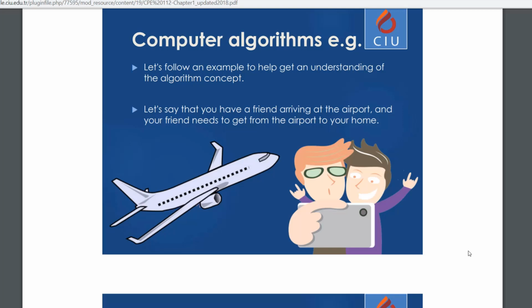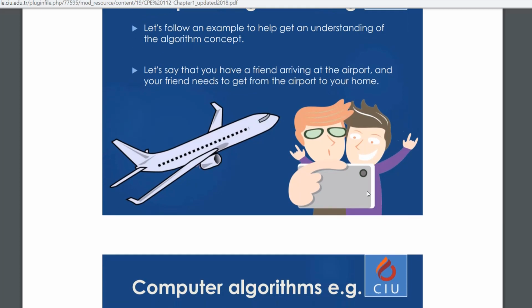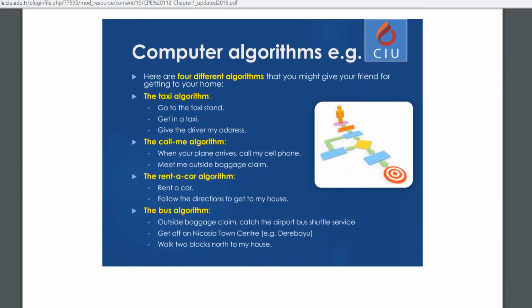it works for you. Or you can develop an algorithm if a friend is arriving at the airport and visiting you, and they will be coming to your home and you are in no condition to pick them up. So you can break down a series of steps such as a taxi approach, a call me and I'll guide you approach, a rent a car approach, a bus approach, and so forth. Each of these will lead that person from the airport to your home, and each of them will work, but there will be consequences.